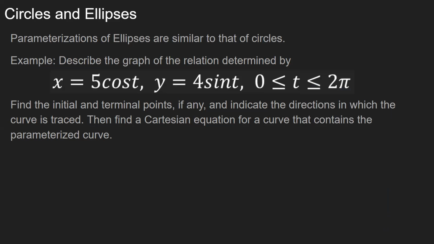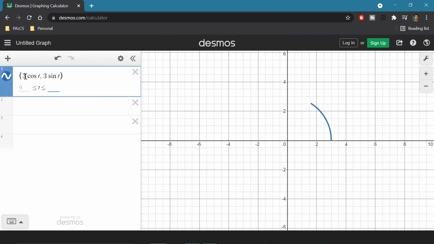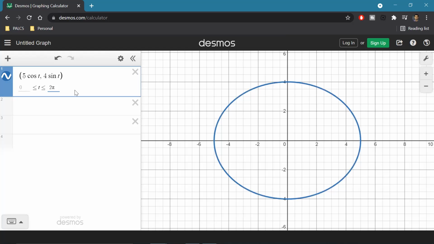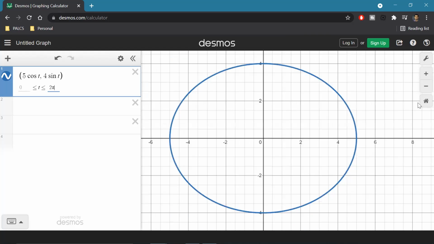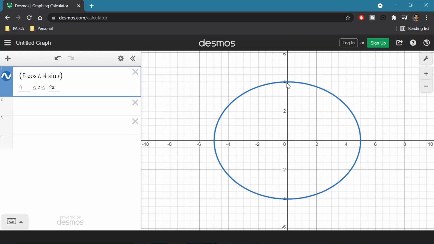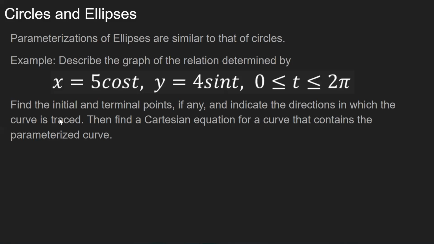Okay. Again, if we check it out in Desmos, it's 5 cosine t and 4 sine t. Again, if we go 1, 2, 3, 4, 5, 2 pi, you get the whole ellipse. And you can again see that the initial point right here is 5, 0. All right, and then it passes through the y-axis at 0, 4, back again at the x-axis at -5, 0, the y-axis again at 0, -4, and then the terminal point is the same as the initial point.